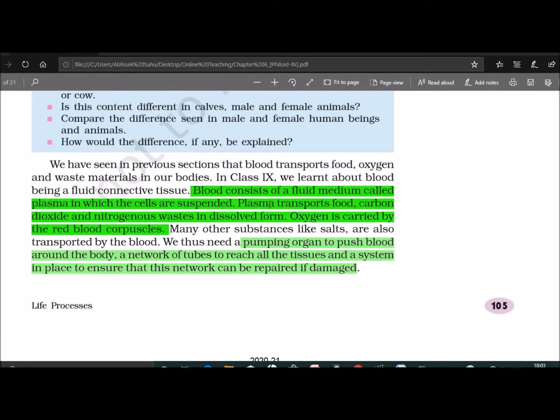In class 9th, we learned about the blood being a fluid connective tissue. It is the main circulating medium that helps in the transport of various substances. It consists of a fluid or a liquid component called plasma and cellular components like RBC, WBC and platelets.